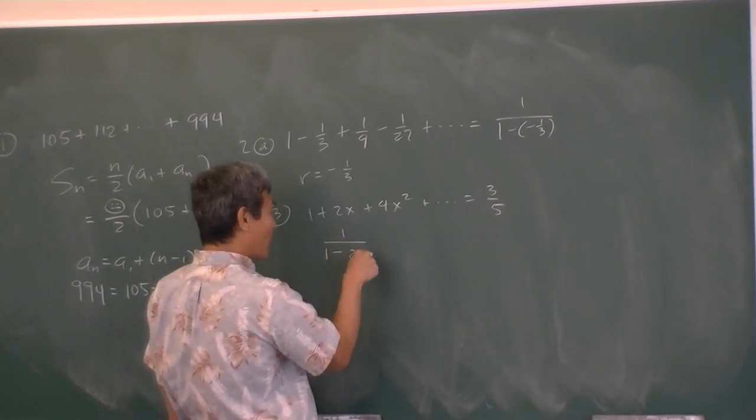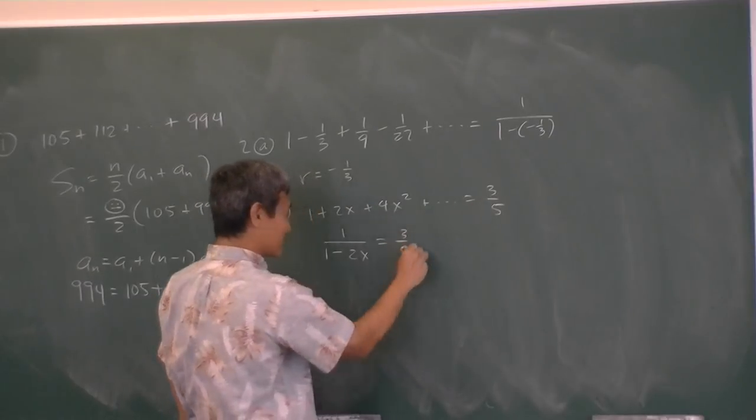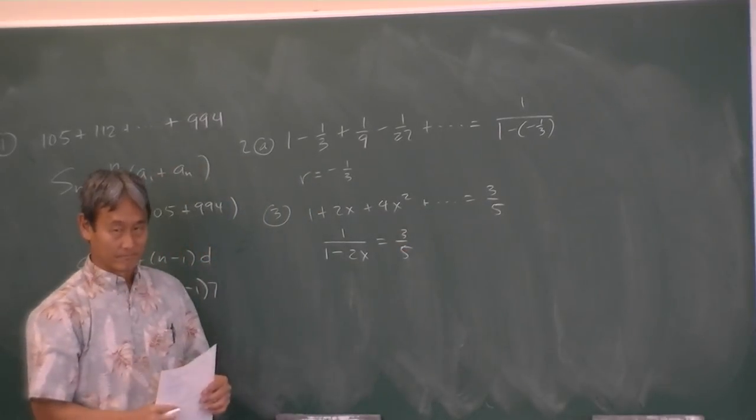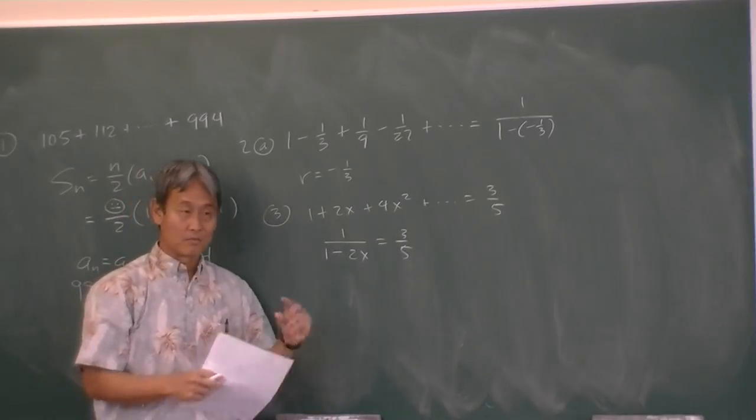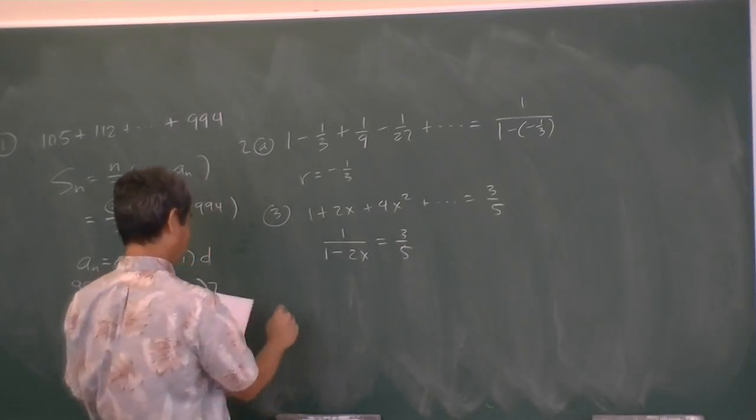2x. I want that to equal 3/5. Can you solve that equation? I think you can solve it. Just cross multiply. You take it from there.